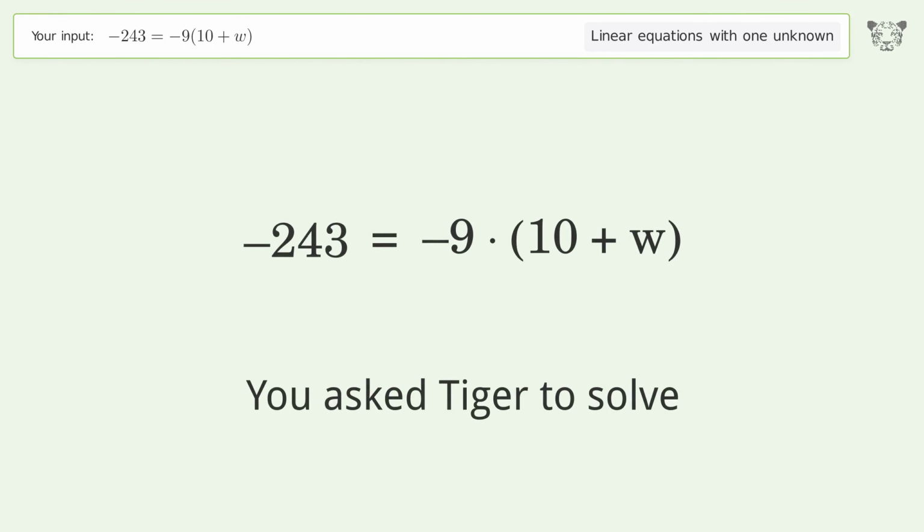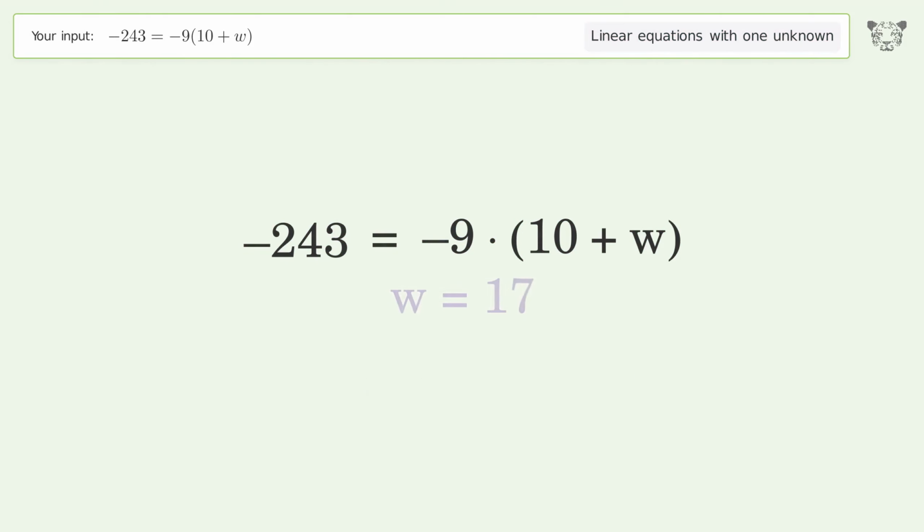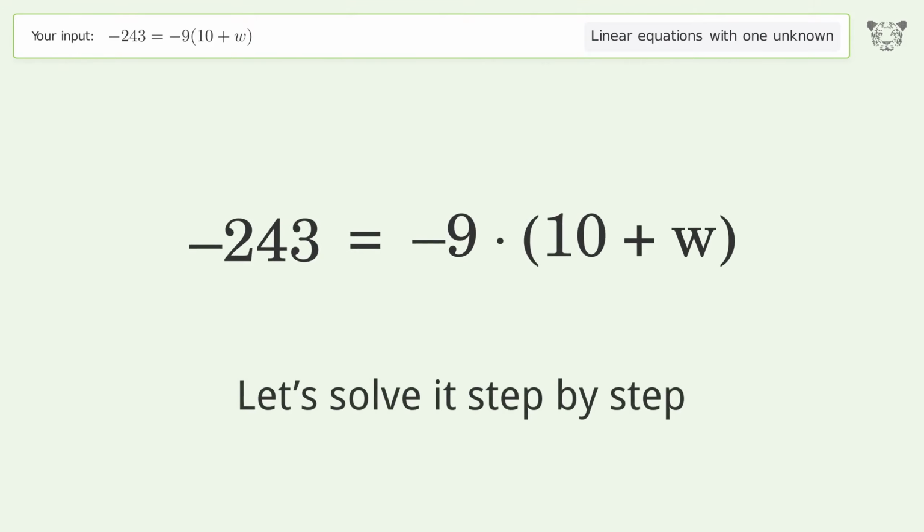You ask Tiger to solve. This deals with linear equations with one unknown. The final result is w equals 17. Let's solve it step by step.